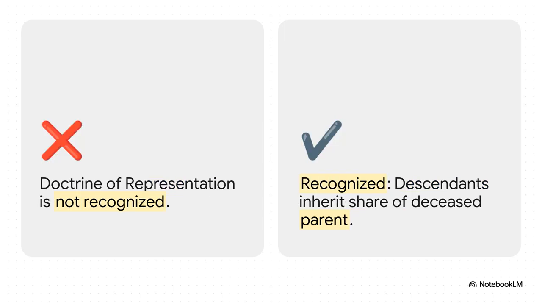Point 2. Doctrine of Representation. Sunni, not recognized. Shia, recognized. Descendants inherit the share of a deceased parent. Listen to me very carefully, because this is a vital distinction. While we mentioned representation broadly earlier, in the strict, practical application of inheritance shares, Sunni law does not recognize the descendant stepping into the shoes of a predeceased parent. Shia law strictly does. I explicitly command you to underline this specific heading in your KSLU booklet. Seriously, it's a massive marks fetcher.